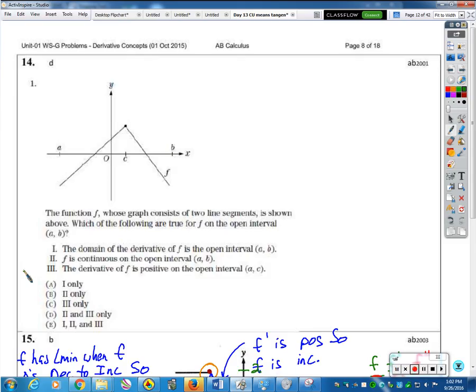So we're going to do all 3 of these to make sure we know what they mean. So the first question, they're giving us a graph of f.